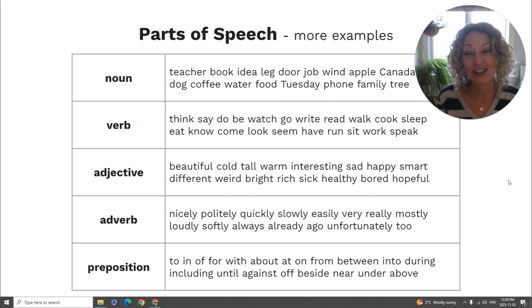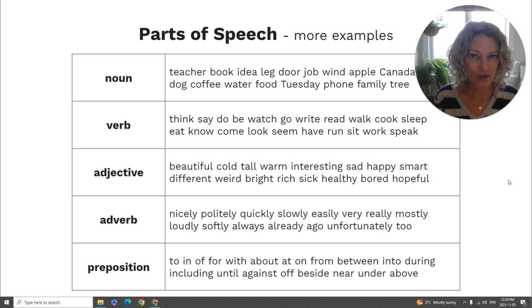All right, adjectives. Adjectives, do you remember what they do? Adjectives describe nouns. Other examples of adjectives would be beautiful, as in a beautiful day, or cold, like a cold drink, or tall, like a tall person, warm, interesting, sad, happy, smart, different, weird, bright, rich, sick, healthy, bored, hopeful. So try to think of an adjective that's important to you, and you'll probably need to think of a noun to go along with it to make it more meaningful.